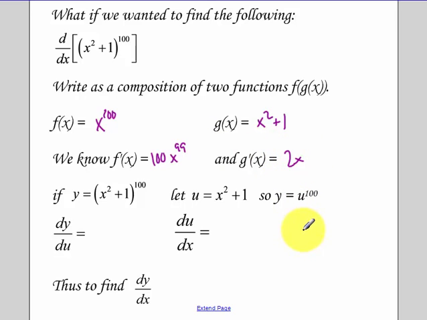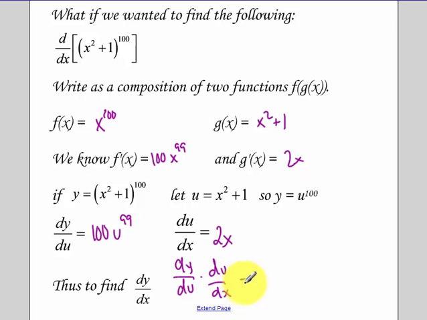Now, if we do what we call kind of like a U-Substitution, we have this function y equals x squared plus 1, and we let u equal x squared plus 1, so y equals u to the 100th power. dy du, the derivative of y with respect to u, is 100 u to the 99th power, and then the derivative of u with respect to x is 2x. So then to find dy dx, we take dy du and multiply it by du dx.